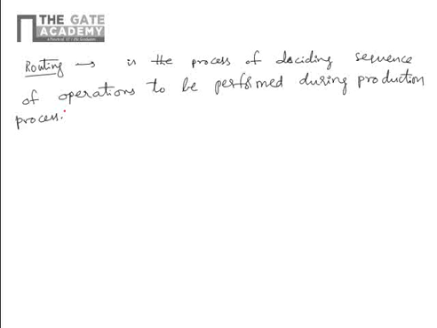So you need to decide the routing, the sequence of operations performed during the production process, such that you maximize the production and minimize the cost. So in that you need to consider all these things.